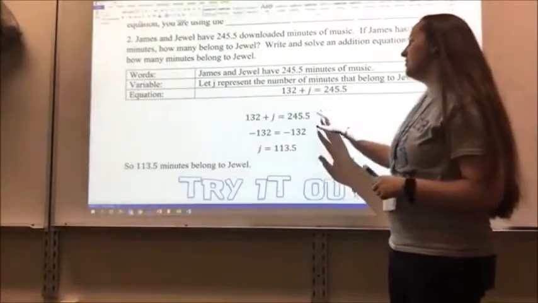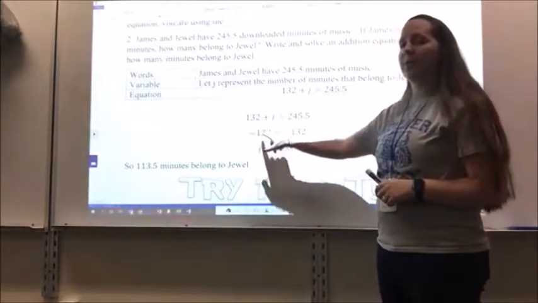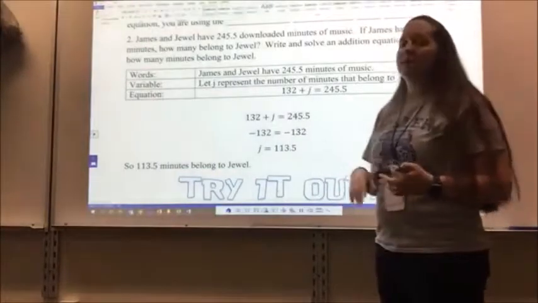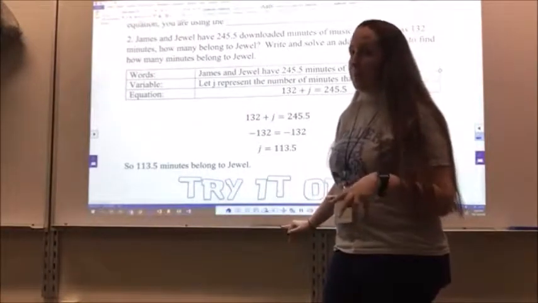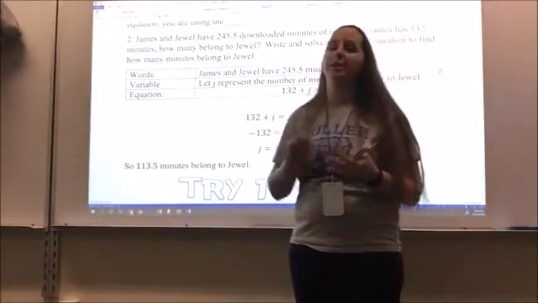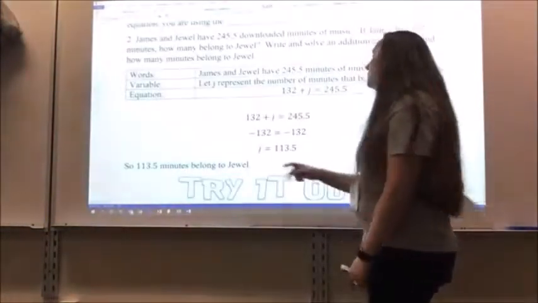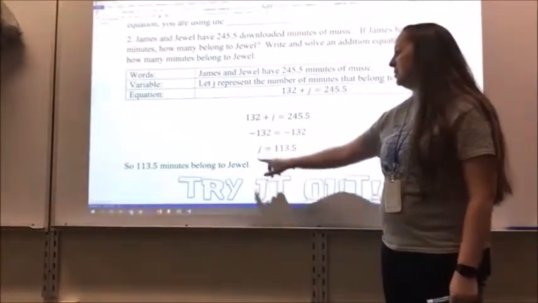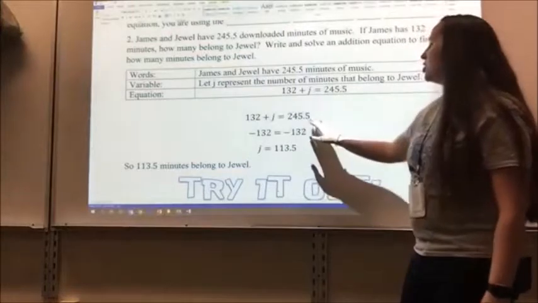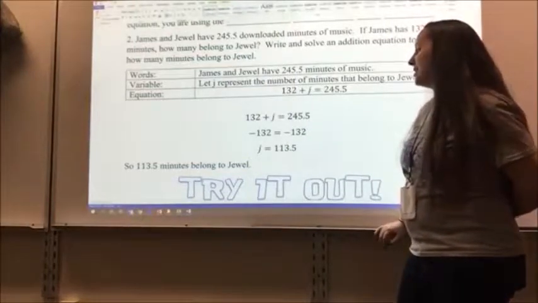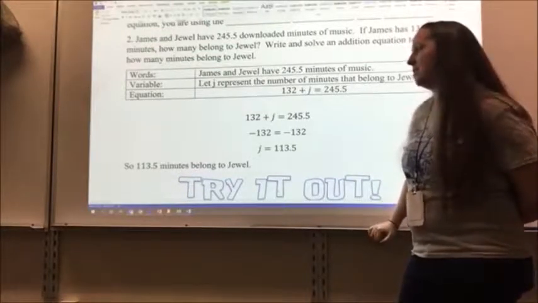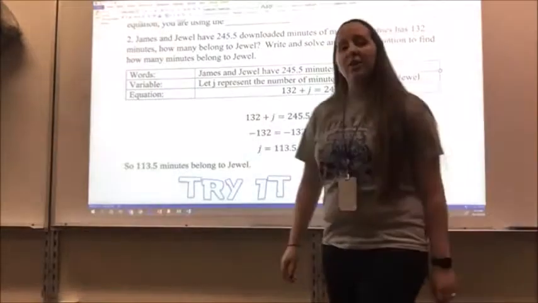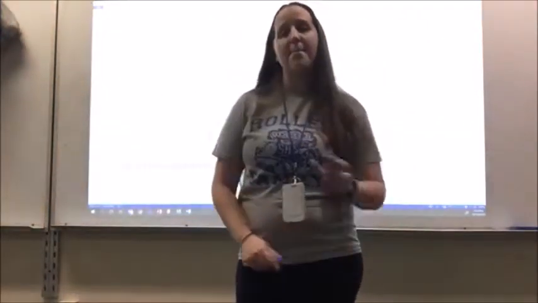So here's my equation. I want to subtract 132 from both sides of my equation. While you can do this with counters, it'll make your life a little bit easier if you do it with actual symbols. Otherwise, you have to sit there and count 132. That's a lot of counting. So 132 minus 132 leaves me with just J. J is left by itself. 245.5 minus 132 gives me 113.5. So 113.5 minutes belong to Jewel. Now there are a couple of try it problems below. I want you to pause the video, try them out, and when you're done, we'll go over the answers together.